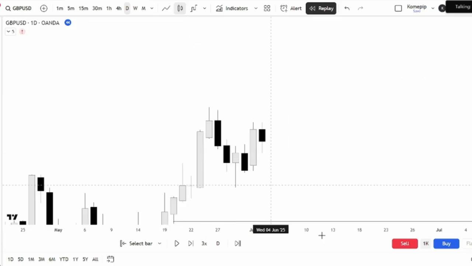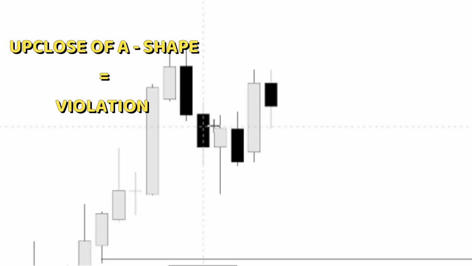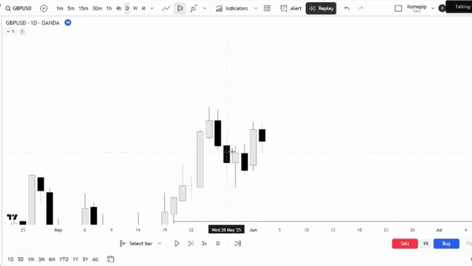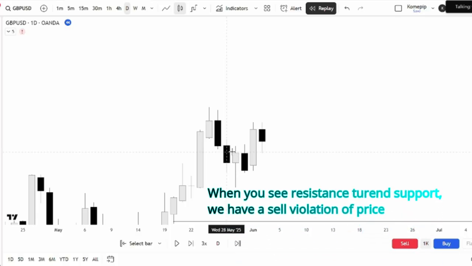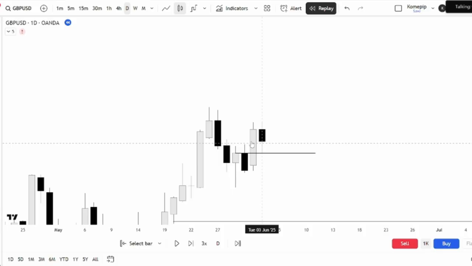As you can see, we have an up close of this V shape, or A shape rather, and automatically what that is telling us is that this zone has been violated. So resistance turning support, and that particular Tuesday closed above the zone like this. So I think the main storyline was 4 hours.